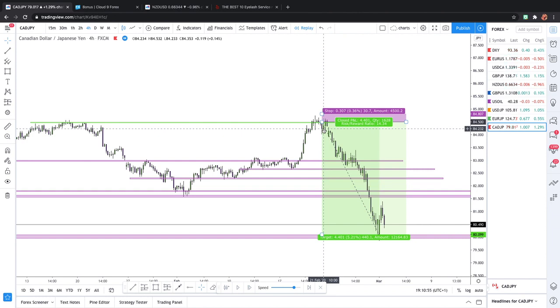Let me calculate that quick. So we have like 286, 182, something like that, and then 440. That's 900 pips just on one pair, just following market structure. That's how easy it is.